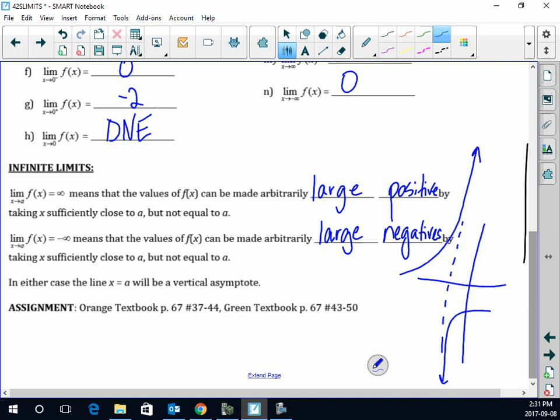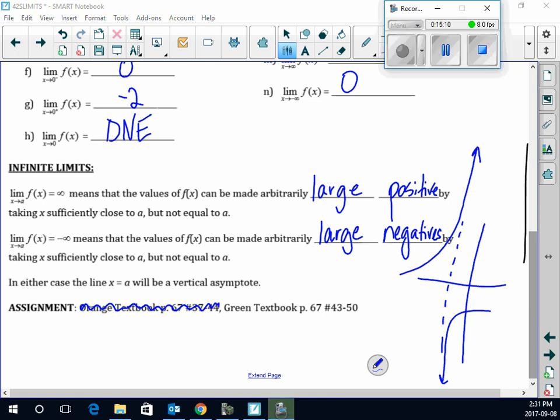So anyways, I guess I have an orange textbook here, but really you only have a green textbook, so that's all I got there. Where did my thing go though?